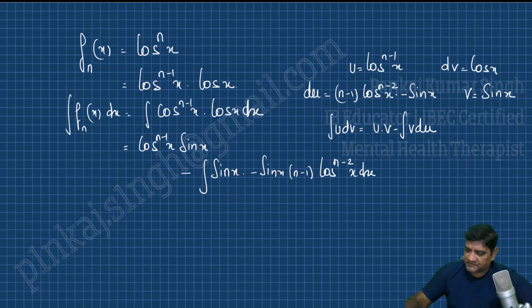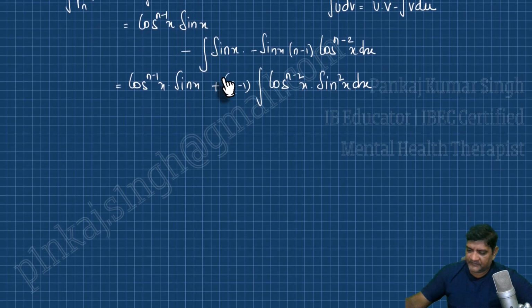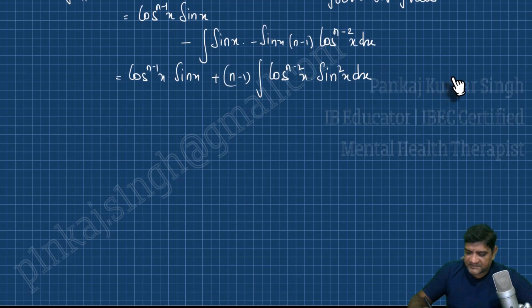x dx. Further, I can rearrange the terms into sin x plus n minus 1, which is a constant, so I can take that out common, and this is going to be the integral of cos to the power of n minus 2x into sin square x dx. Next, I can write this as cos to the power of n minus 1x into sin x plus n minus 1 integral of cos to the power of n minus 2x. Sin square x can be written as 1 minus cos square x.